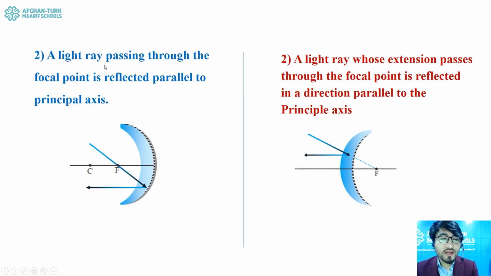Number 2, a light ray passing through the focal point is reflected parallel to the principal axis. Let me tell you about the convex mirror. A light ray whose extension passes through the focal point is reflected in a direction parallel to the principal axis.